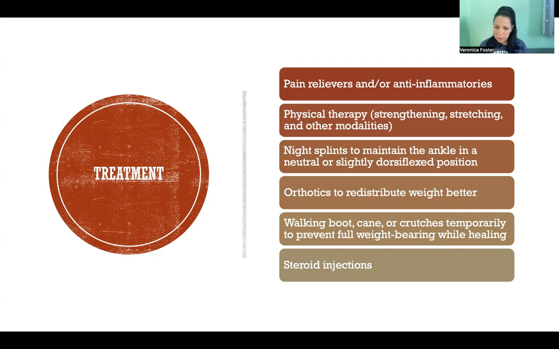Depending on the severity, you might also require a walking boot, cane, or crutches for a while to prevent full weight bearing so that you can allow that tissue to heal. So that won't be a permanent solution. That would just be something you do temporarily while you allow the tissue to heal if it's severe enough to require that. Then if you're not responding to any of these things, sometimes they will resort to steroid injections.